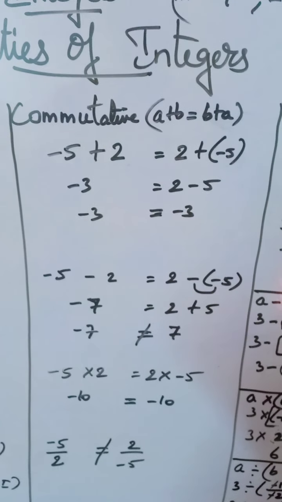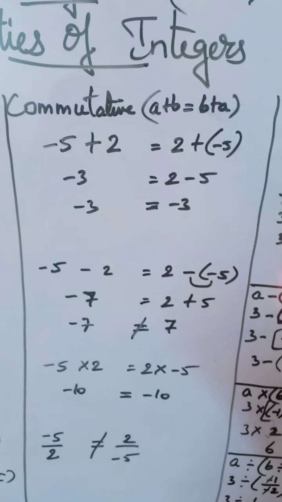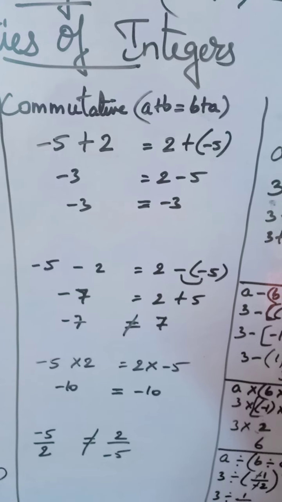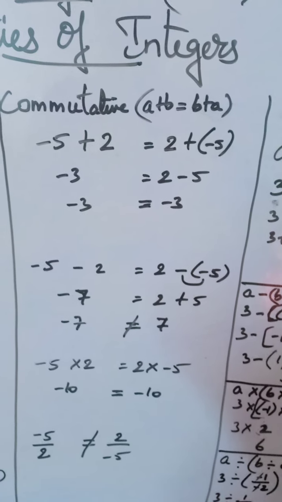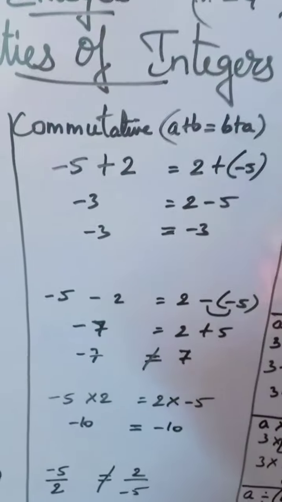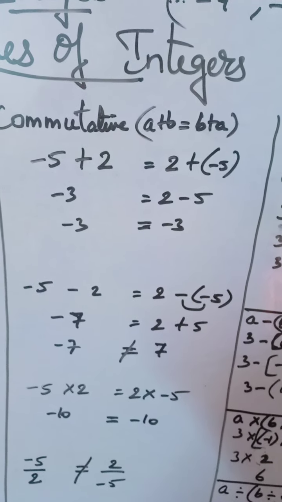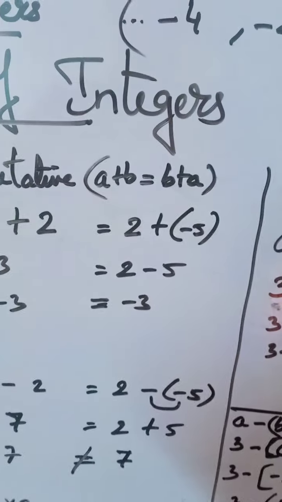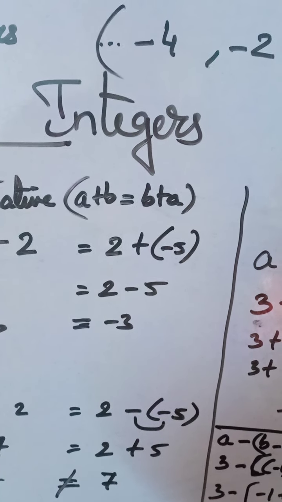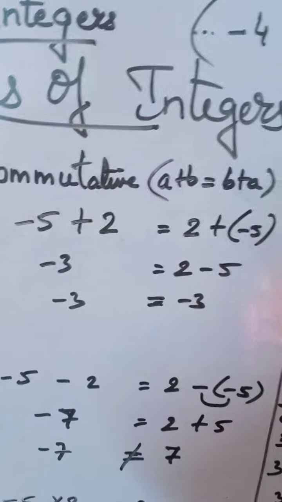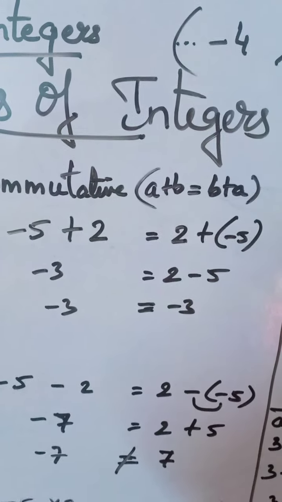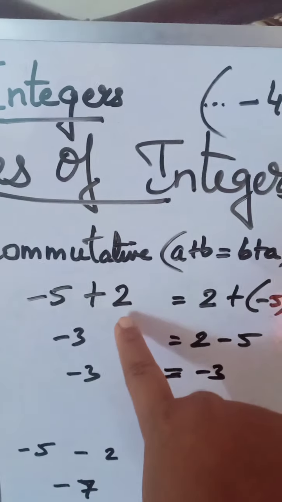Next, coming to the commutative property. In the closure property, if you add or subtract any two integers, the answer must be an integer, then it comes under the closure property. Next, coming to the commutative property, here the condition is a plus b is equal to b plus a. That means if you are adding two numbers on the left hand side, you should reverse the numbers, and if you add, the answer must be the same. See here, I have taken minus 2 and 5.